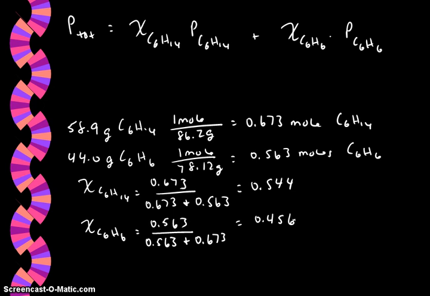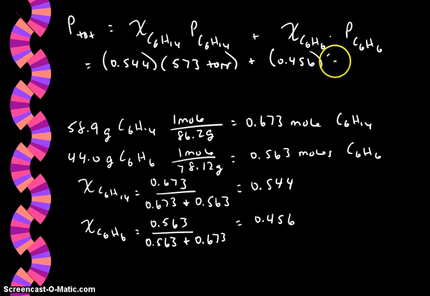Now we can figure out what our vapor pressure will be for our total solution. We're going to take 0.544, multiply it by 573, and we're going to add to it 0.456 times 391 torr, and that'll give us a total of 490 torr for the vapor pressure of our solution.